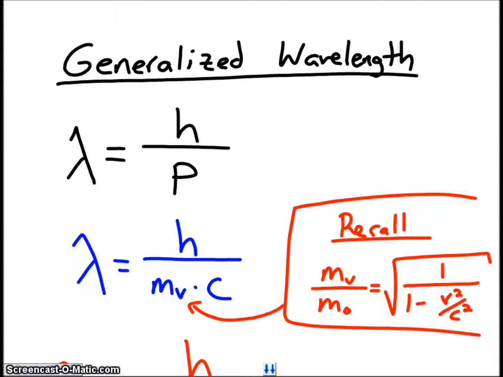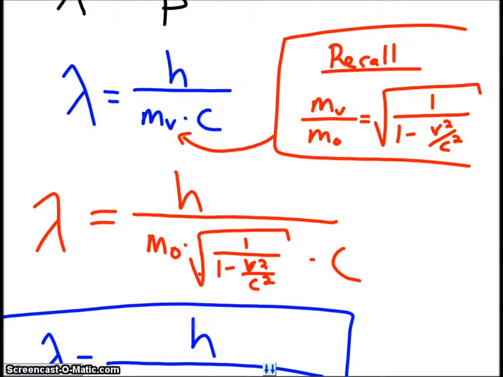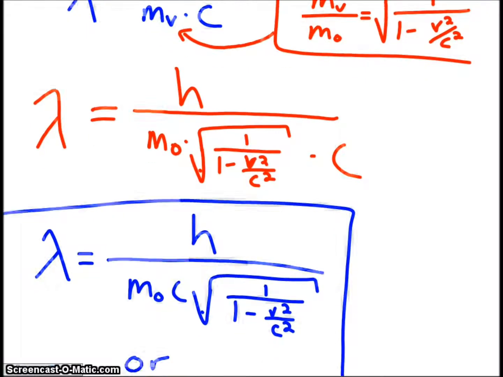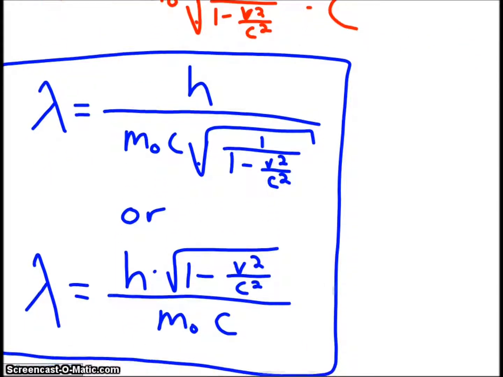There's a formula that relates the relativistic mass to the rest mass. So we're going to go ahead and use that and replace the relativistic mass with the rest mass. The relativistic mass is the rest mass times the square root of 1 over 1 minus v squared over c squared. Replacing the relativistic mass with that expression and moving the c over to the other side of the square root, we get the generalized wavelength formula for matter, which is wavelength equals h over the rest mass times c times the square root of 1 over 1 minus v squared over c squared. You could also write this as the wavelength equals h, Planck's constant, times the square root of 1 minus v squared over c squared, the whole thing divided by the rest mass times c.